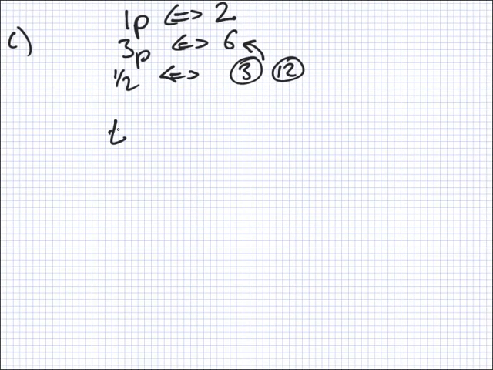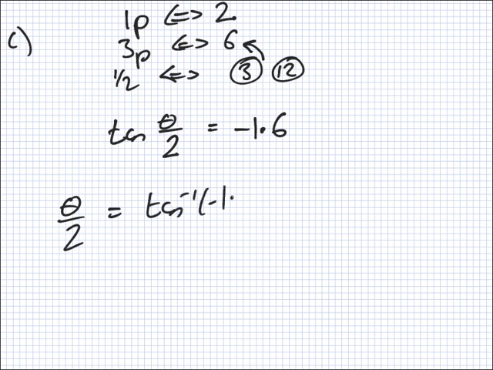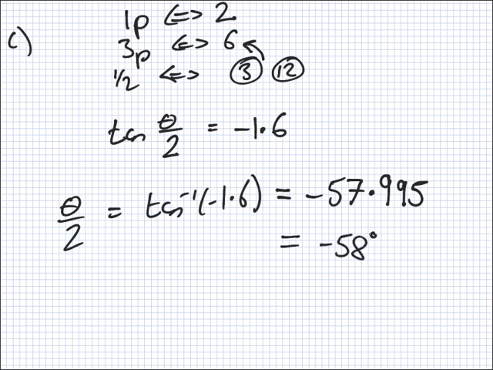Okay. So tan theta over 2 equals minus 1.6. So theta over 2 equals tan inverse of minus 1.6. What's that, please? Minus 57.99, 995. So it really feels like they wanted you to go with minus 58. This really feels like what they want you to pick here.